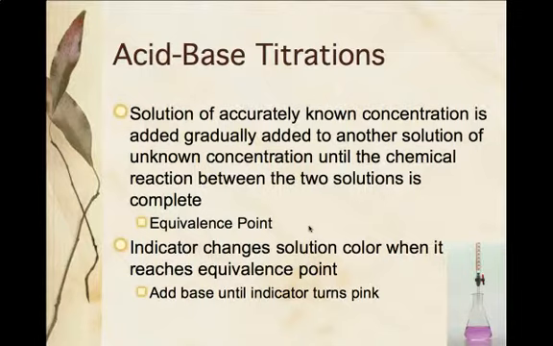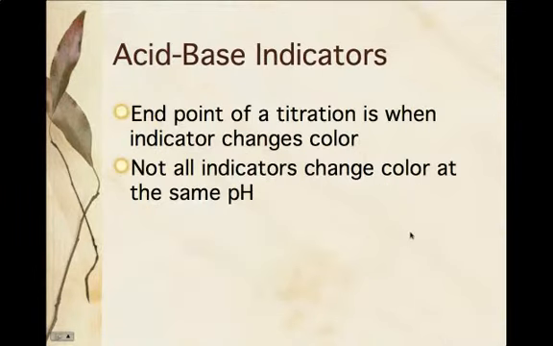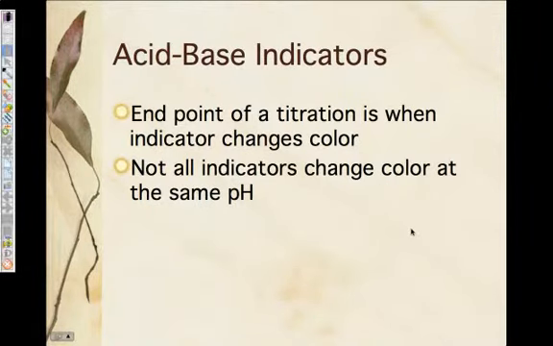And we use an indicator, and there's lots of different indicators that change different colors. We use phenolphthalein because it changes color at the correct pH that we want to change color. Acidic, it's going to be clear, and then we add base until it turns pink. So the end point of a titration is when the indicator changes color.